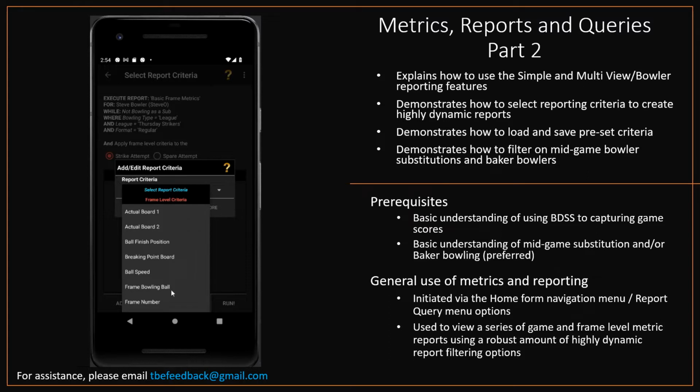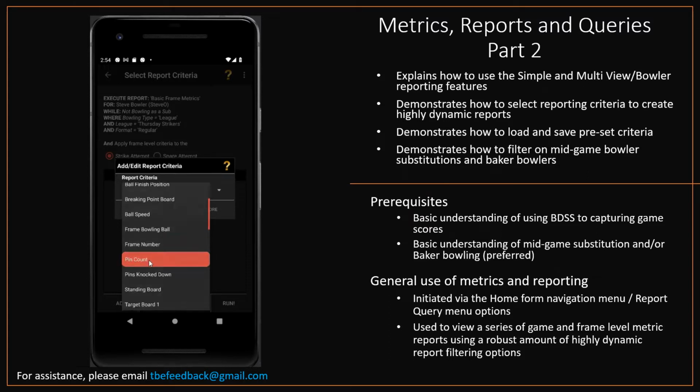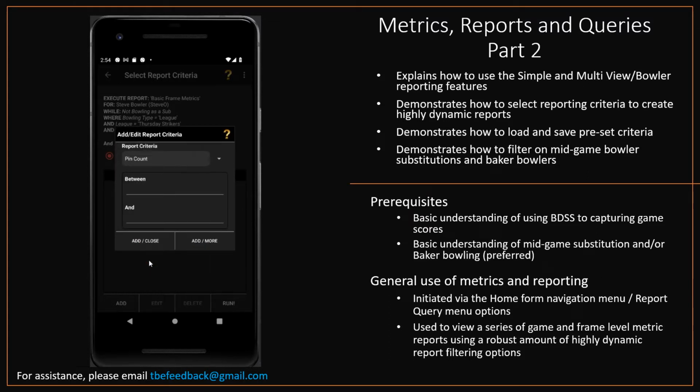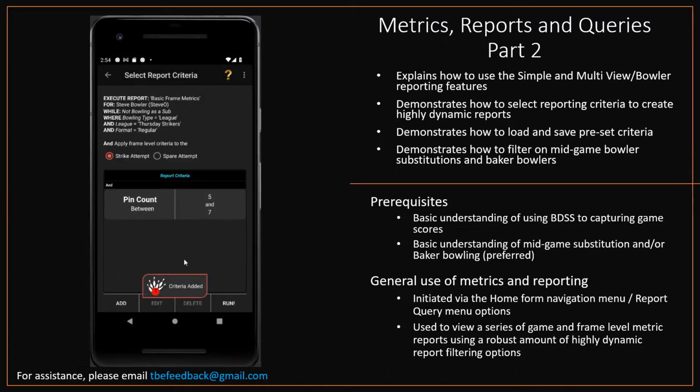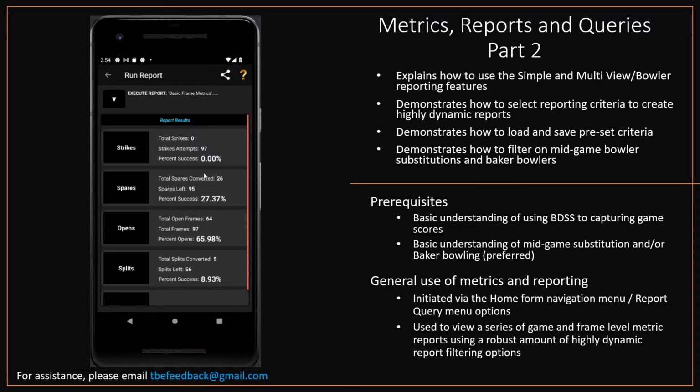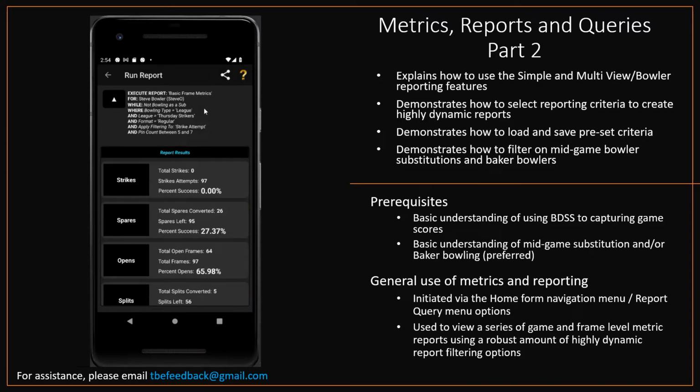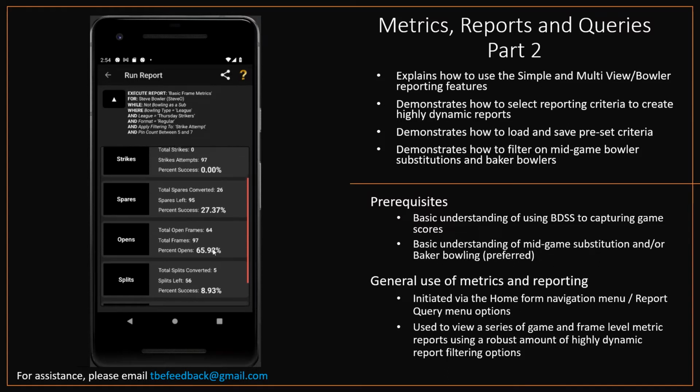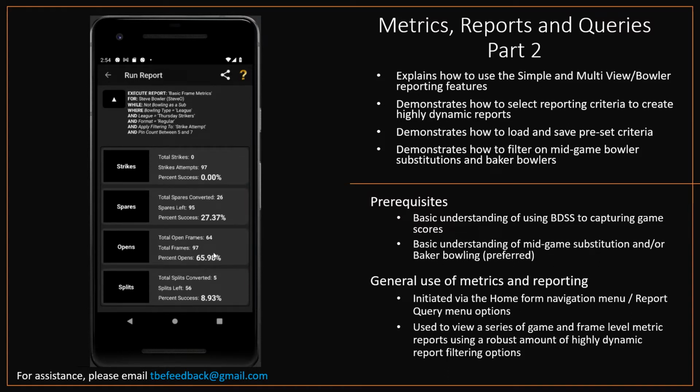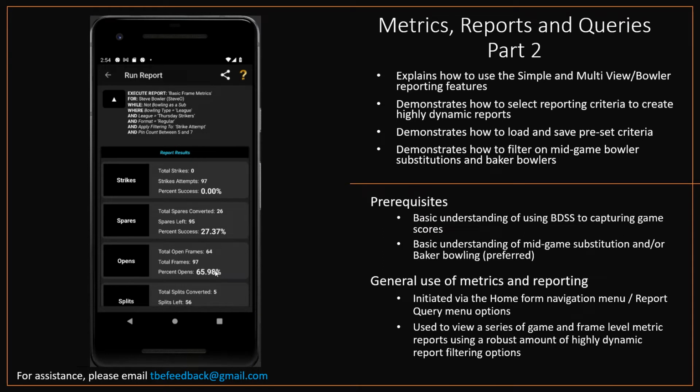So let's select pin count. And let's say between 5 and 7. And click Add Close. And then run. And if you look at the execution command, you'll see the pin count criteria added at the bottom. And the basic frame metrics report executes and only includes frames where the pin count was between 5 and 7.